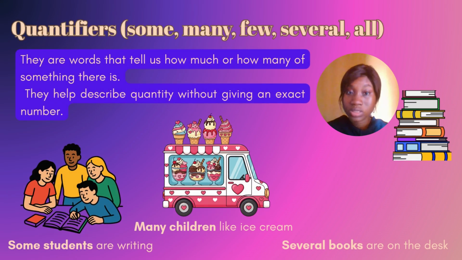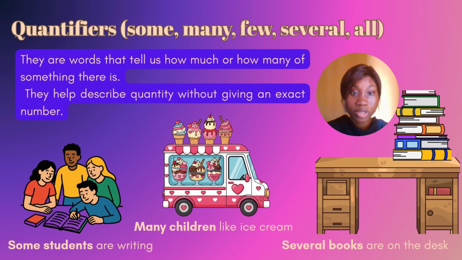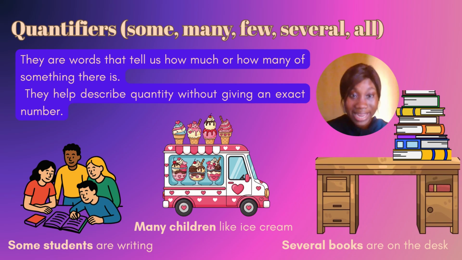Now let's talk about quantifiers. Quantifiers show us what? Quantity. How many are there? How much of something there is. So they help us to describe quantity of something without giving us an exact number. You don't know how many exactly, but you just know that you have quite a number over there. So they are called quantifiers. Now examples of words under quantifiers, you have some, many, few, several, all, and so on.